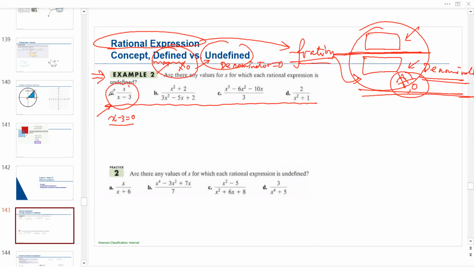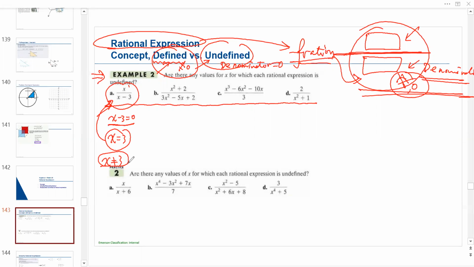So for example A here, the denominator is x minus 3, right? When it becomes 0, the expression is undefined. So x equals 3 makes this undefined. So x should not equal 3, right?